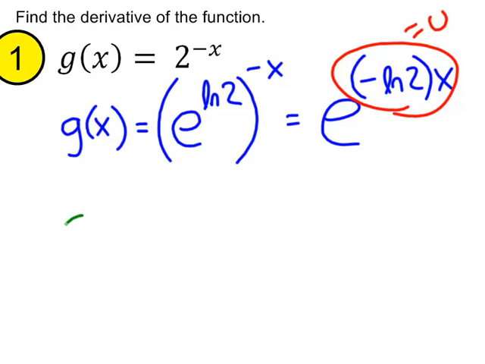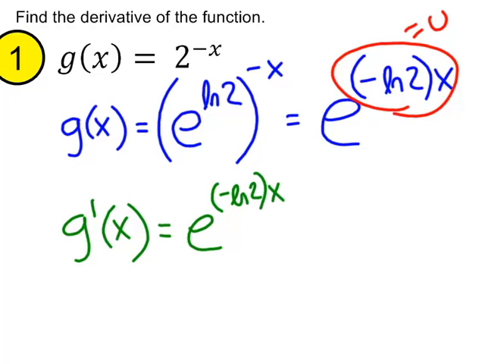So let's proceed to take g prime of x, and we're focusing on this over here. And we know the derivative of e to the u power is just going to be e to the u, or in this case, e to the negative ln 2x times the derivative of u, times the u prime. So remembering that this negative ln 2 is just a constant, if we're taking the derivative of negative ln 2 times x, the derivative is just going to be negative ln 2.